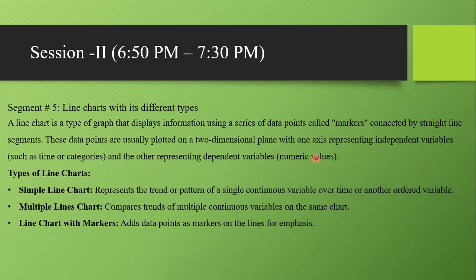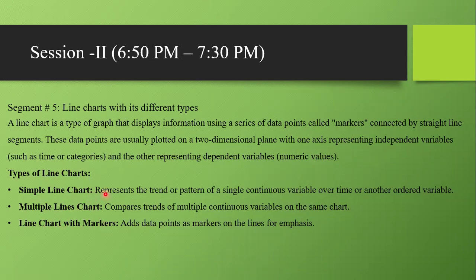Like if we would like to see whether the income of a person decreases within 10 years or not, the number of years would be my independent variable, and the income or the household income of that person would be the dependent variable as a numerical value. So there are three types of charts: simple line charts, multiple line charts, and line charts with markers.